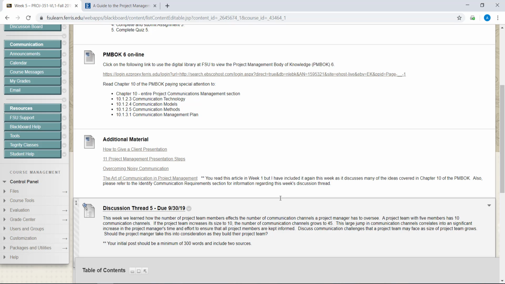I would like you to discuss the communication challenge that a project team may face as the project team grows in size. In theory, the larger a project team, the more resources you have to accomplish the project goals. However, you also need to consider the increased number of challenges in the communication that can occur as you grow your project team and how these will affect the overall project success.